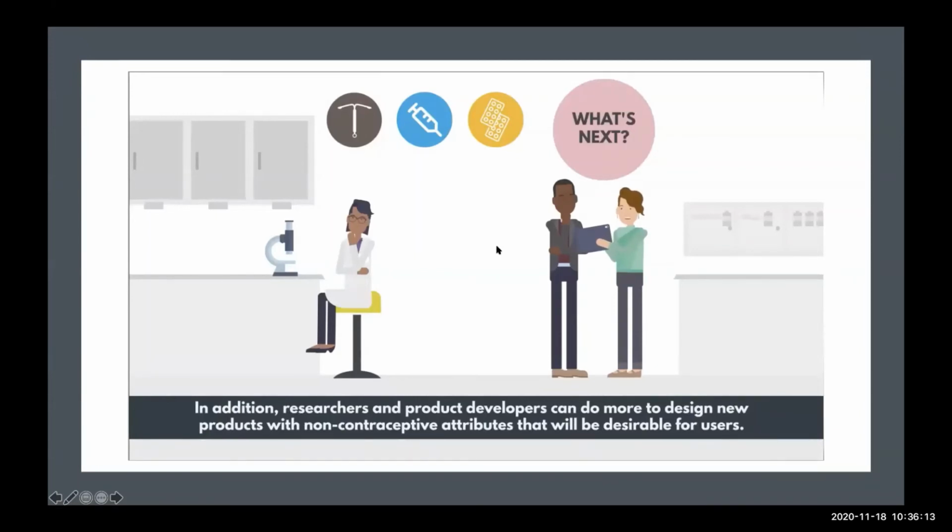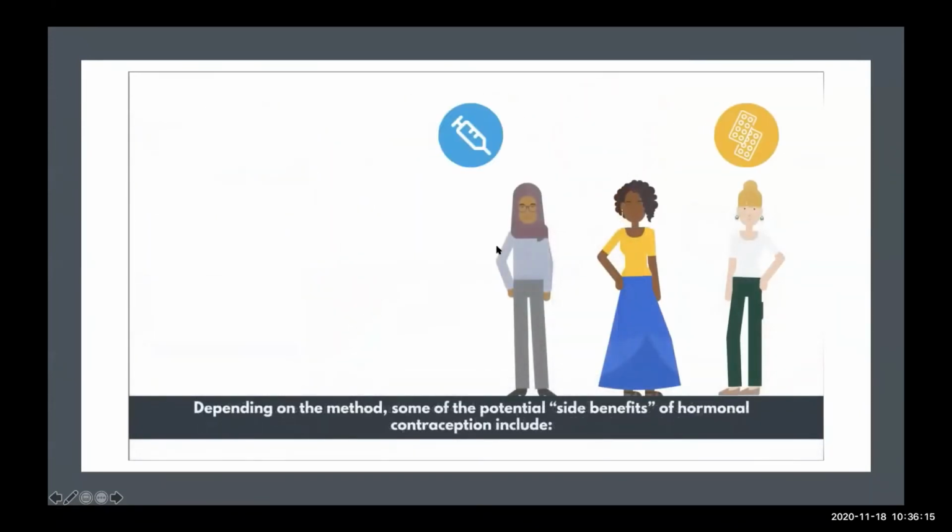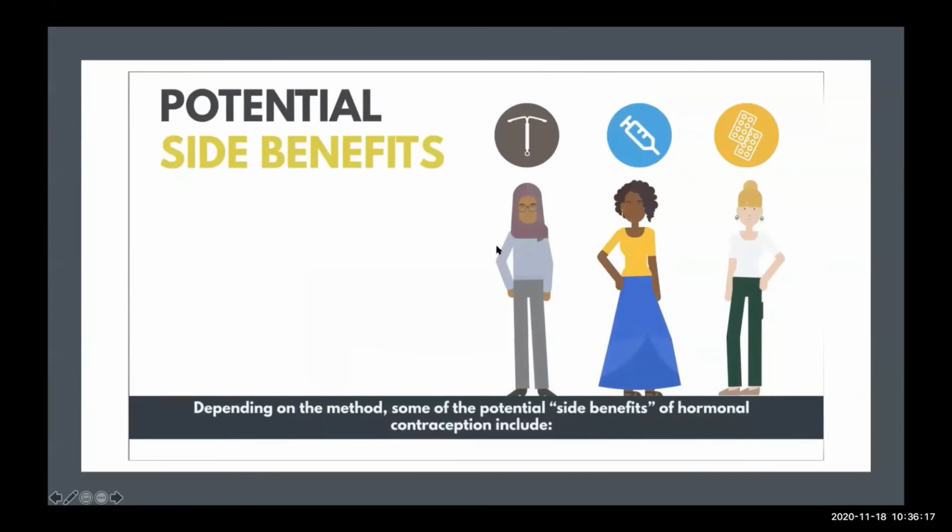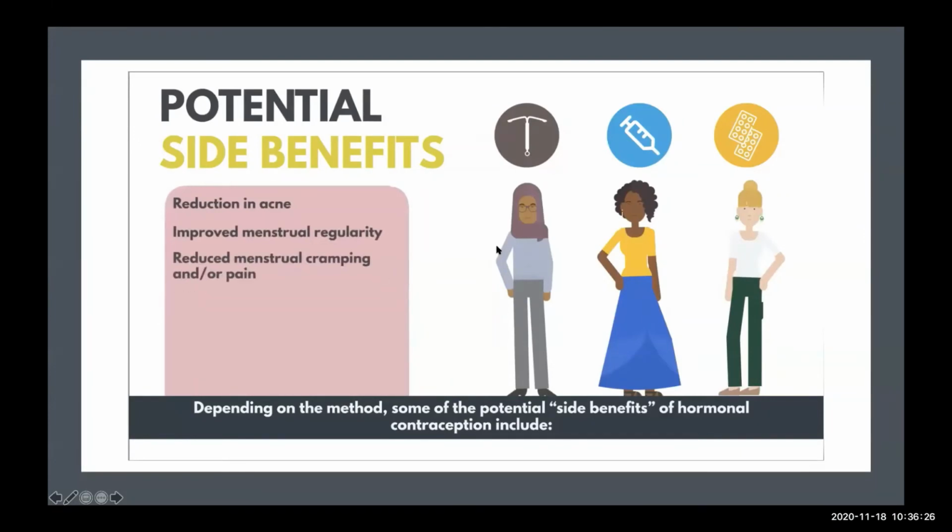for users. Depending on the method, some of the potential side benefits of hormonal contraception include reduction in acne, improved menstrual regularity, reduced menstrual cramping and/or pain, lighter periods, pause periods, also known as amenorrhea, and reduction in symptoms of endometriosis or other menstrual disorders.